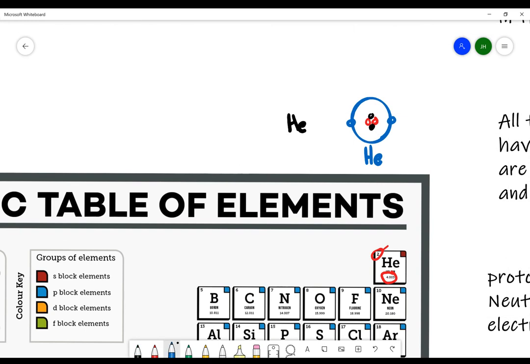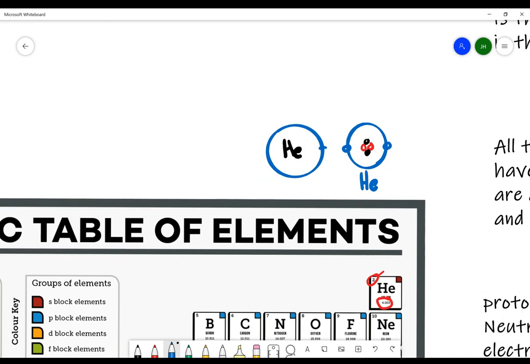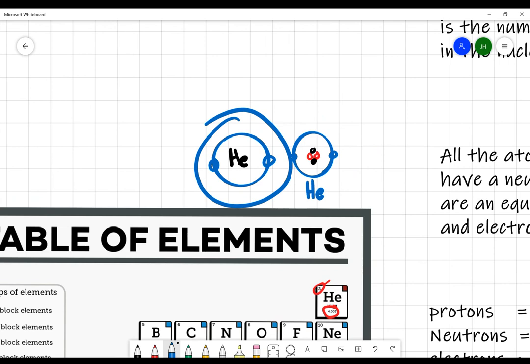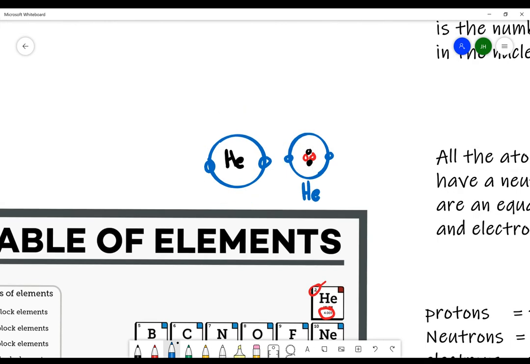The first shell has a space for 2 electrons, and we can draw those. Let me draw that a little bit better here. 2 electrons. And the second shell, drawing another one around here, you can just make a second shell, would have space for 8. Electrons always fill their inner shells first, and then they fill the outer shells.